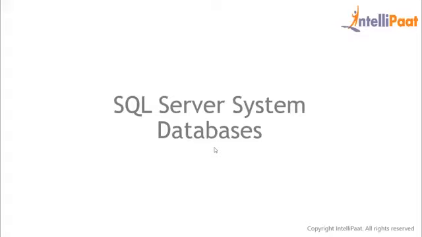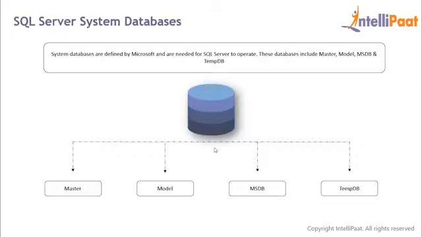Now let's look at the different system databases in SQL Server. When we install Microsoft SQL Server, the system databases are automatically created on every SQL Server instance. These system databases allow the database engine and administrative applications to properly manage the system. And these are the available system databases: master, model, MSDB, and tempdb.